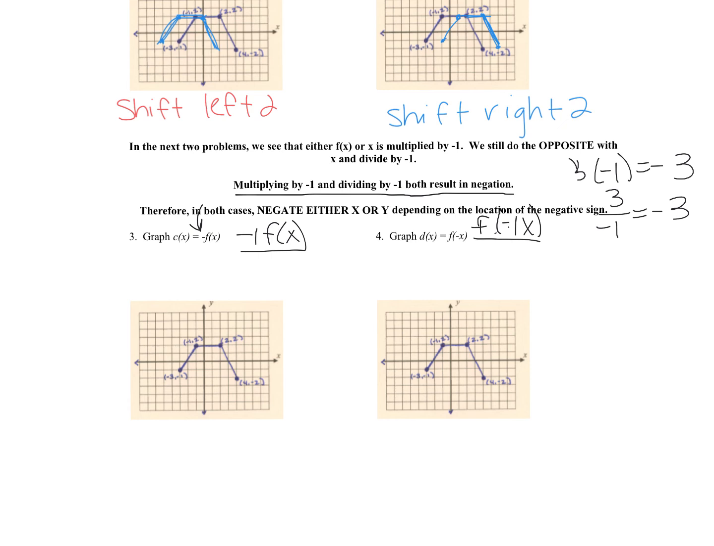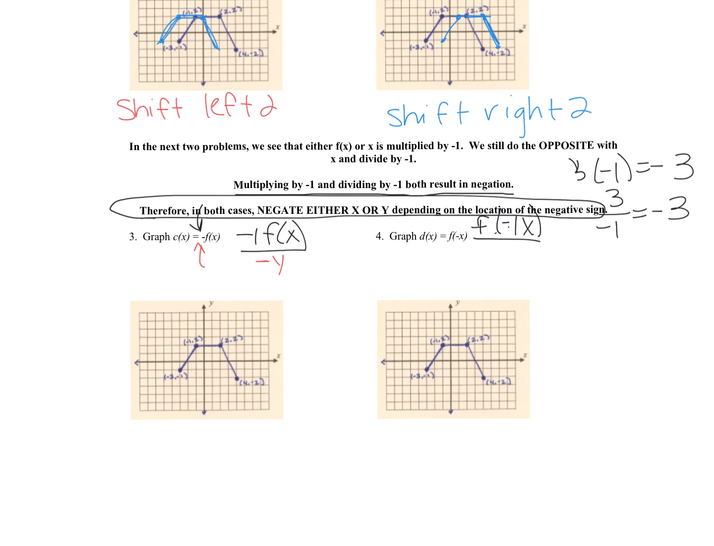So you can listen to all that about why it makes sense with the rules, but ultimately what we do is we negate either x or y depending on the location of the negative sign. So in this one, we're saying negative f of x. So that's like saying negative y, right? Because f of x is y. So this is like saying negative y. So we make, actually I'm just going to write negate y's. It's probably a better way to write it that's a little shorter.